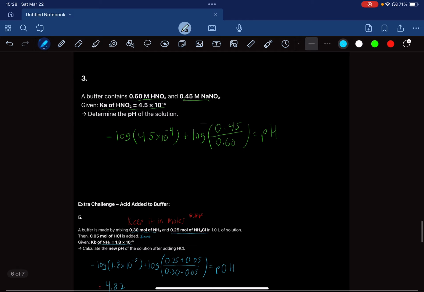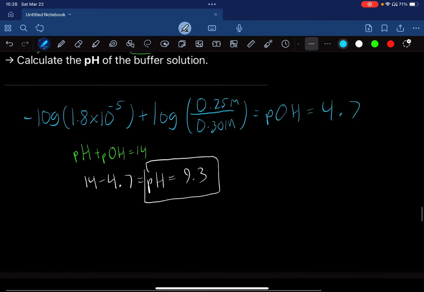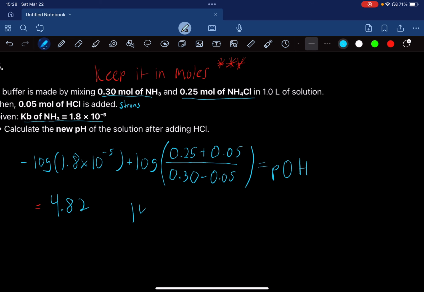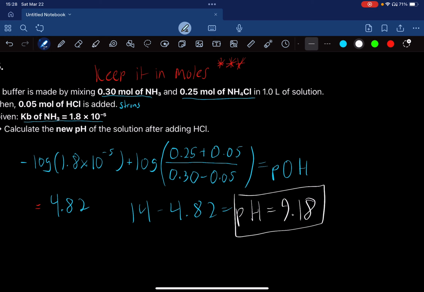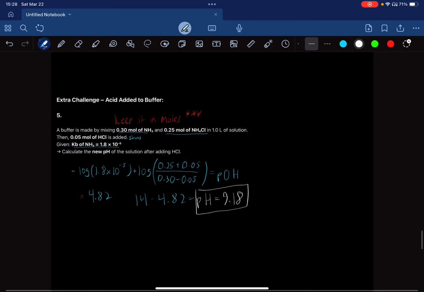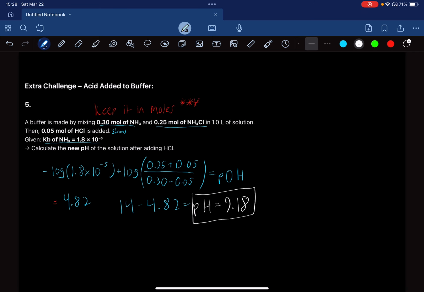And as I said up here, pH plus pOH is 14. So now we can calculate pH by doing 14 minus our pOH, which is 4.82, is equal to our pH, which is equal to 9.18. Let's verify our answer. 9.18. Beautiful. Yeah. So this is how you calculate the new pH.